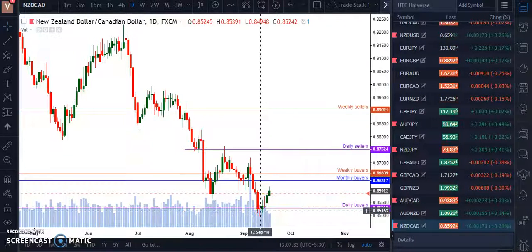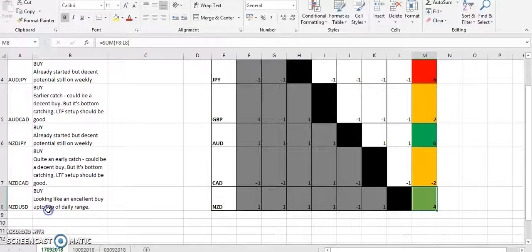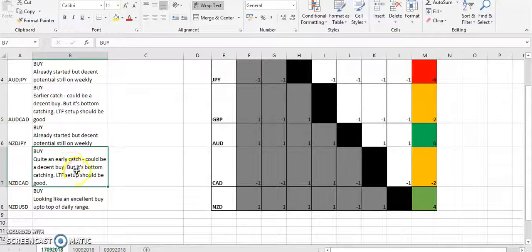I actually had New Zealand CAD as one of the best buys, looking like an excellent buy up to the top of New Zealand CAD. Quite an early catch, but could be a decent buy. It's bottom catching, but the lower time frame setup is good.